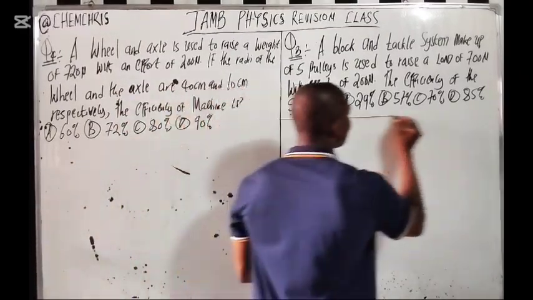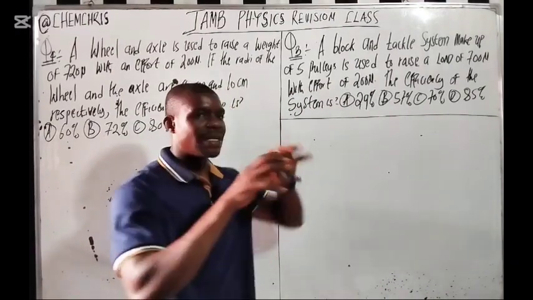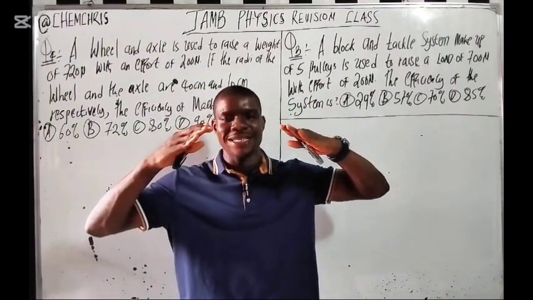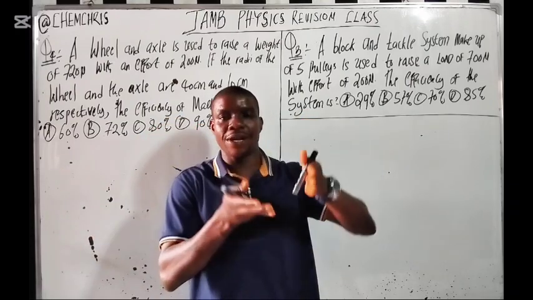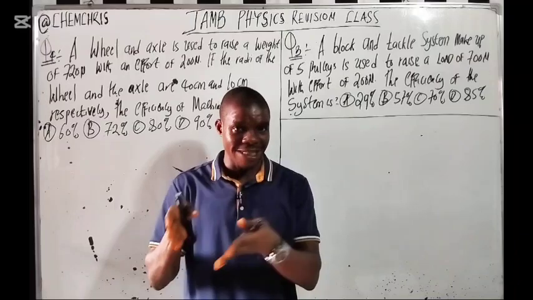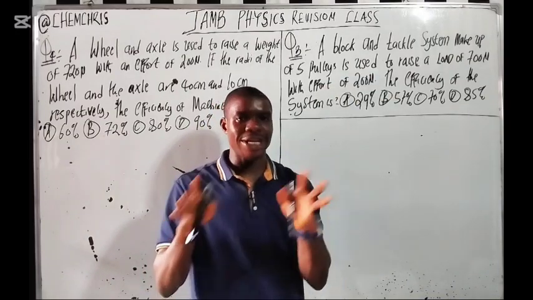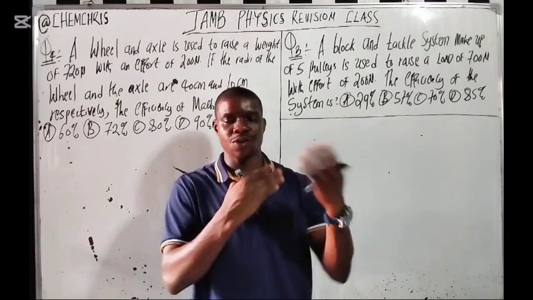Now, when it comes to a pulley system, what separates the different types of machine is the velocity ratio. The mechanical advantage remains the same. The formula for efficiency remains the same. So what separates one type of machine from another is the velocity ratio.